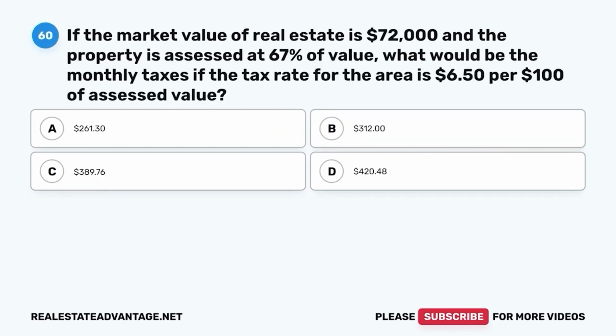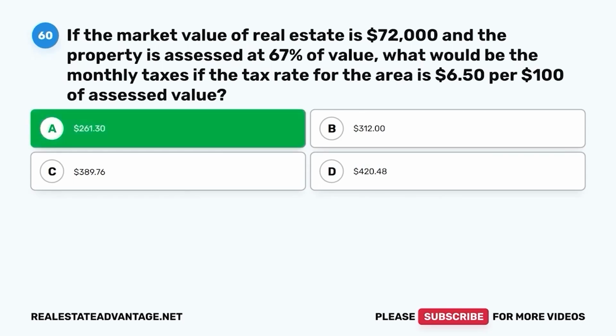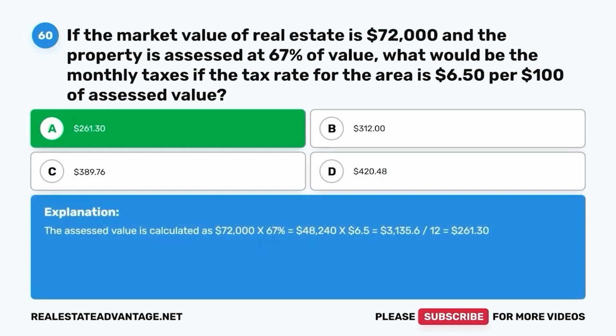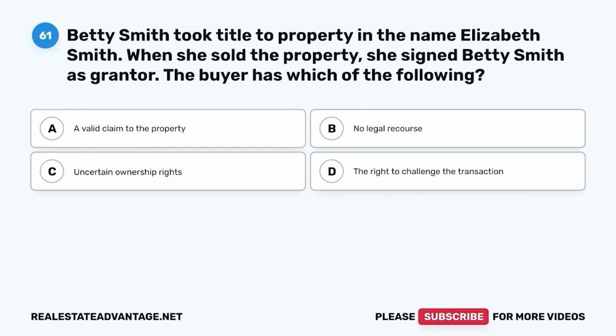Question 60. If the market value of real estate is $72,000 and the property is assessed at 67% of value, what would be the monthly taxes if the tax rate for the area is $6.50 per $100 of assessed value? A. $261.30. B. $312. C. $389.76. D. $420.48. The correct answer is A. $261.30. The assessed value is calculated as $72,000 times 67% equals $48,240 times $6.5 equals $3,135.6 divided by 12 equals $261.30.